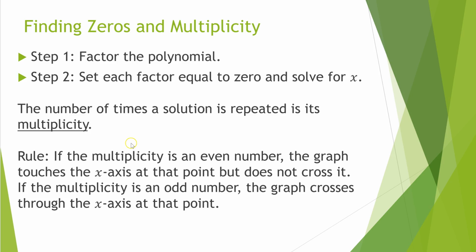And then the other situation is, what if you have an odd number multiplicity? So maybe the exponent on the factor is a 3 or a 5, or most commonly a 1. Whenever that happens, the graph will touch the x-axis and cross from either being below to above, or vice versa, from above to below.